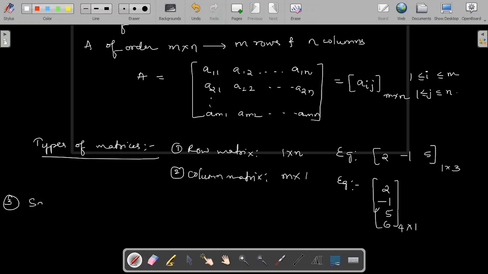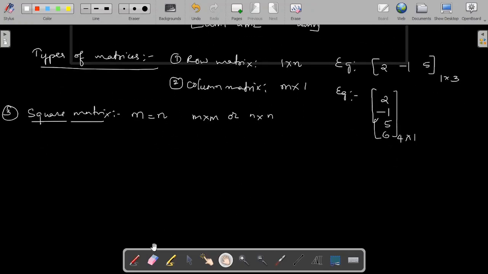Next, square matrix. A square matrix means a matrix in which the number of rows is equal to the number of columns, m equal to n. So it is of order m by m, or you can write it as n by n. Such a matrix is called a square matrix. Rectangular matrix means where m is not equal to n, number of rows not equal to number of columns. Anything is fine. For example, 2, minus 1, 5, 0. This is a square matrix of order 2 because there are 2 rows, 2 columns.